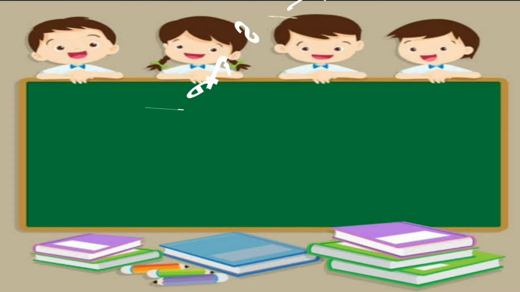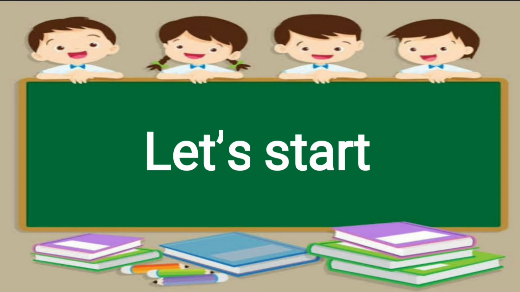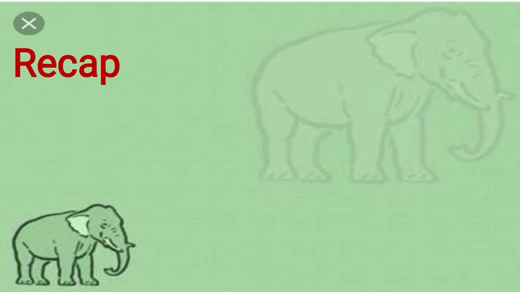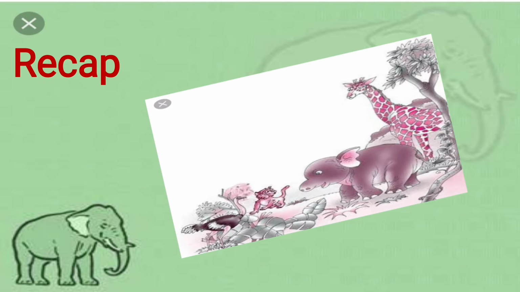So children, let's start today's session with the new part, explanation and reading. Before going to the second part, reading and explanation, let me give you a small recap of the first part. The story begins with the character Golu. It is a baby elephant who lives with other animals in the forest. But this baby elephant is very naughty and has a lot of questions about the other animals.